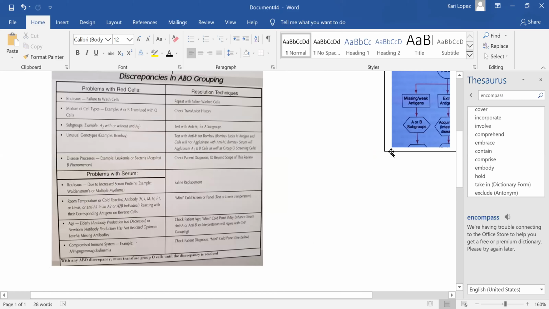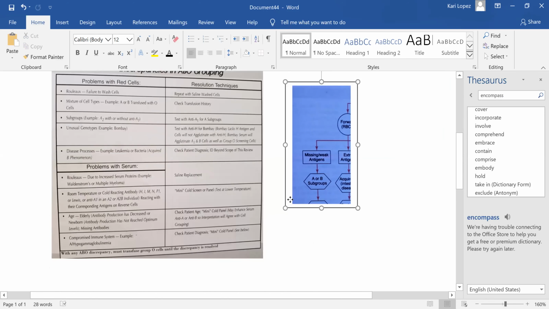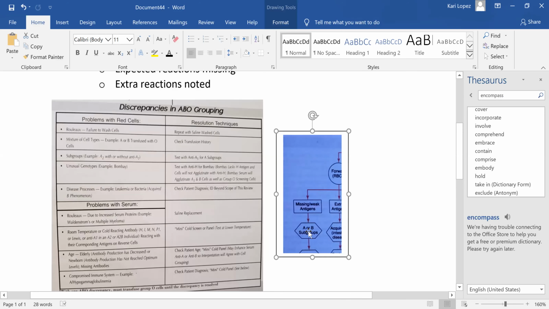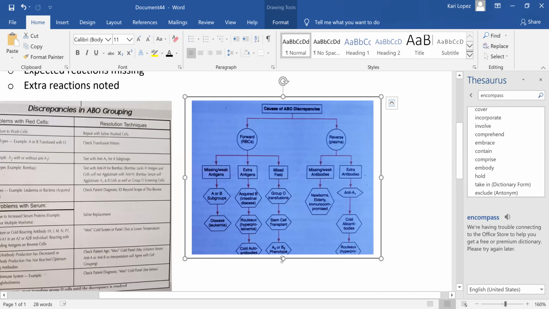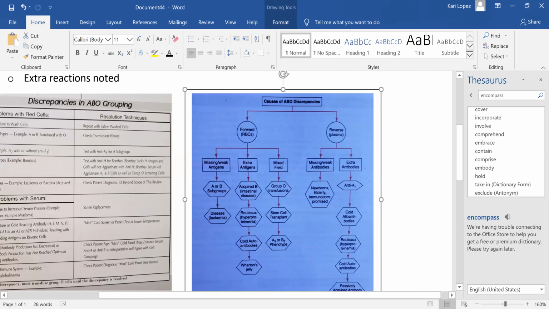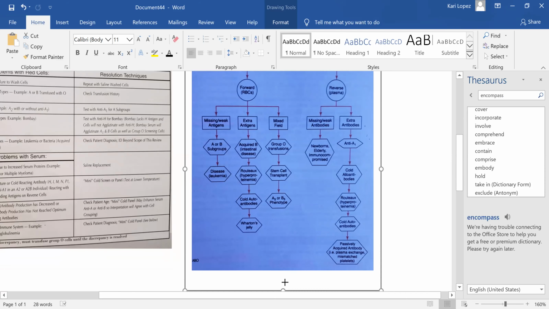So what if they needed plasma and you had a discrepancy? What would you transfuse them with? Would have to be O, wouldn't it? For plasma? So for plasma, it's the opposite. So then they would need AB plasma. AB. Okay.